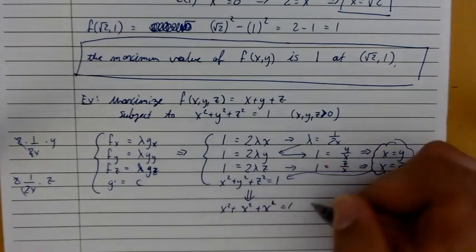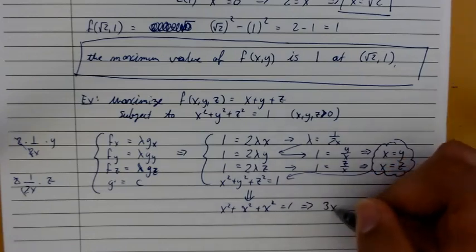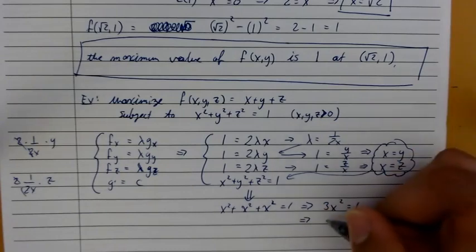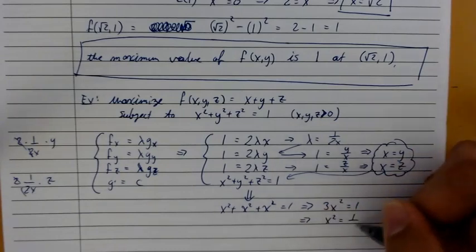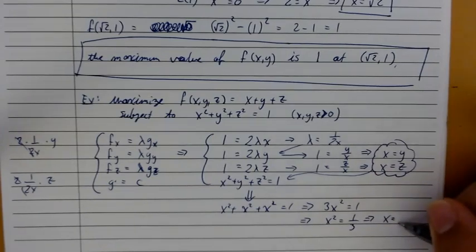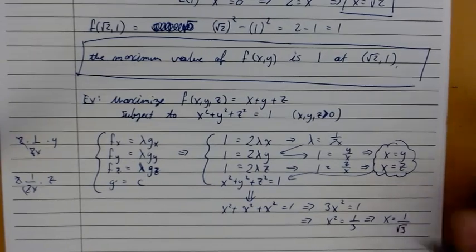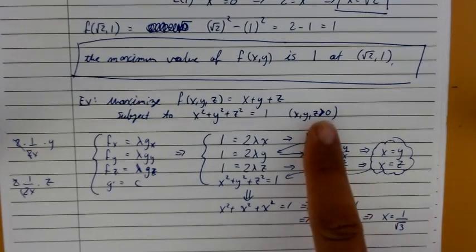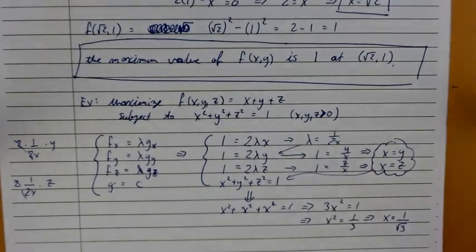So this will give me 3x squared equals 1. Or in other words, it will give me x squared is equal to 1/3, which is the same as saying x is equal to the square root of 1, which is 1, over the square root of 3. Right? Taking the square root of both sides. Here I should have a plus or minus root, but of course here I know that y, x, and z are all positive. So here I don't need the negative root.